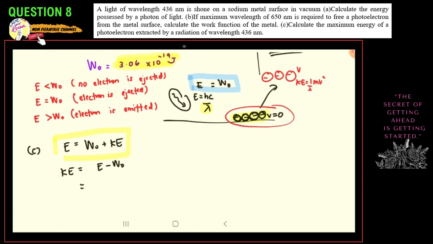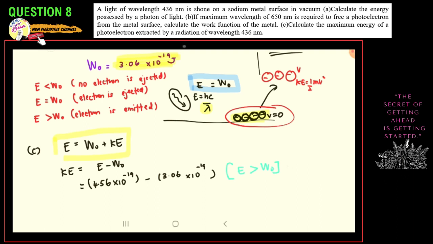So E tadi kita dah dapat for lambda is equal to 436 nanometer. Dekat part A tadi kita dah kira. The kinetic energy is equal to E, 4.56 exponent negative 19, and the work function kita dah kira dekat part B tadi, 3.06 times 10 power of negative 19. So kalau kita tengok kat soalan C ni, the value of photon energy, 4.56, and this one is 3.06. So in this case, we can conclude that E is bigger than W0.